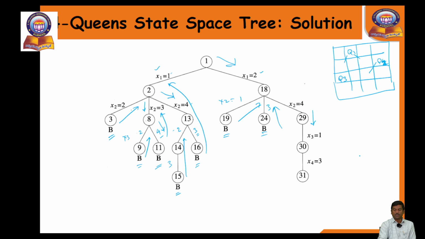And how about the next case? Queen 4 has to be compulsorily placed in 3. So 1, 2, 3. Queen 4 has to be compulsorily placed there because that is the only option that has been available.